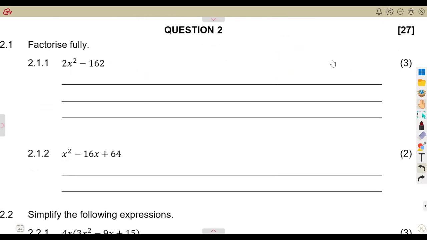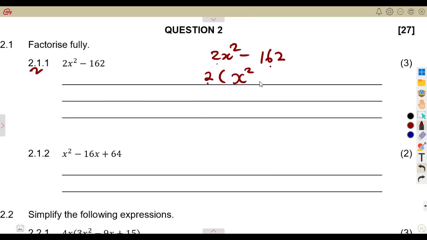You are given factorize fully on this. 2.11. Okay, we are given 2x squared minus 162. The golden rule, is there anything common between these two? Yes, 2 is common there. So you're given 2x squared minus 162. 2 is the highest common factor. We can factor it out. Let's divide. 2x squared divided by 2, you remain with x squared. Minus 162 divided by 2, you are going to obtain 81.